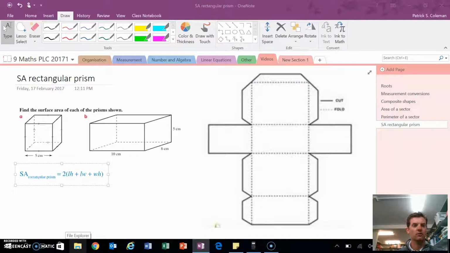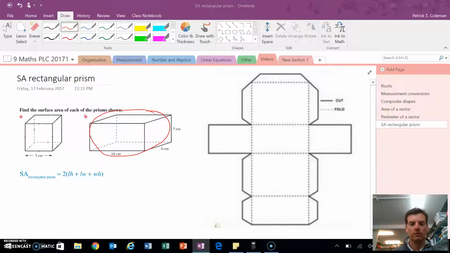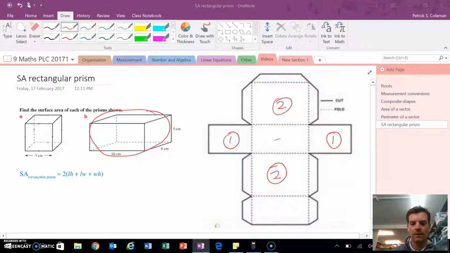Today we're looking at the surface area of a rectangular prism. So what we can see is we've got a couple of prisms here as examples, this one here. And if we think about this as a box, if we cut it up and we're able to open it out, we've got this area here and here being the same. We've got this area here and this area here being the same. And this one and this one are the same.